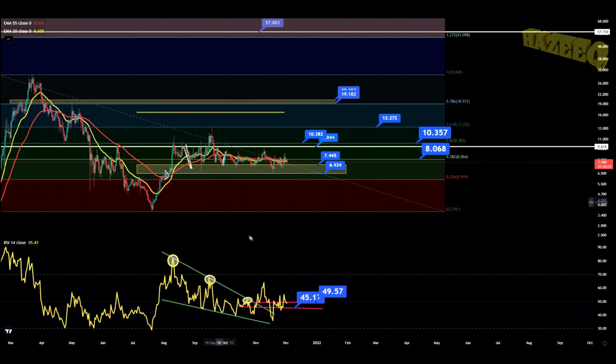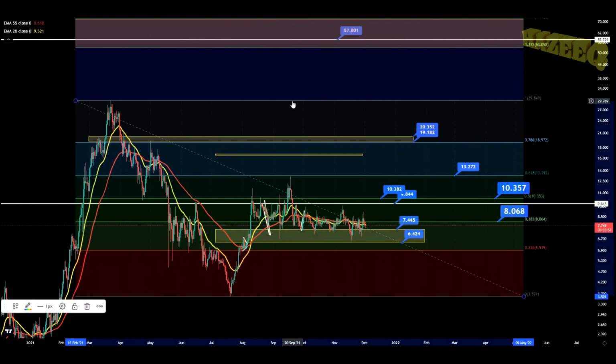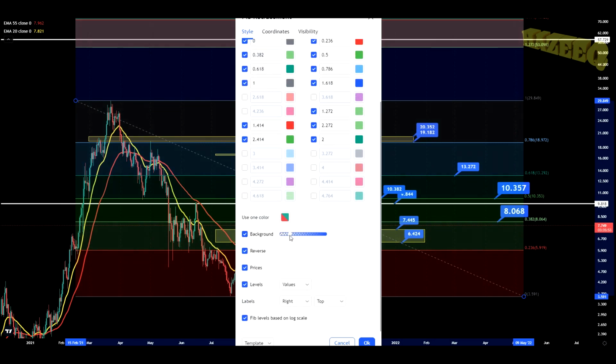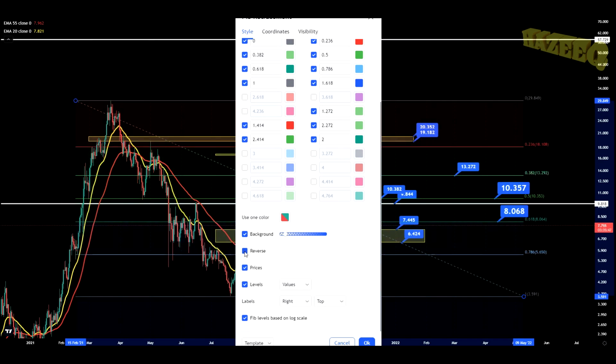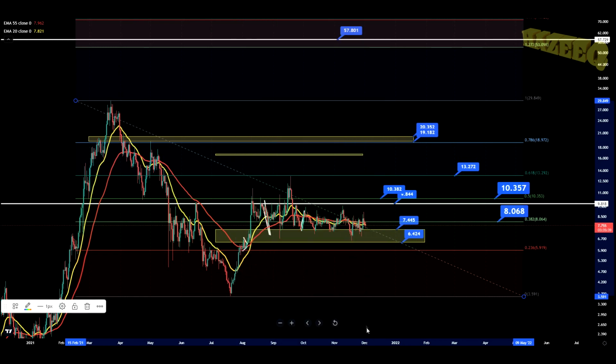Now, I would encourage you to actually draw out the fib on your charts. These are the settings from my Fibonacci retracement. I make the backgrounds a bit less visible. I have the Fibonacci in reverse, I have my labels on the right, and I have my fib set to log scale. And I stretch it out from the bottom to the top to the left side.